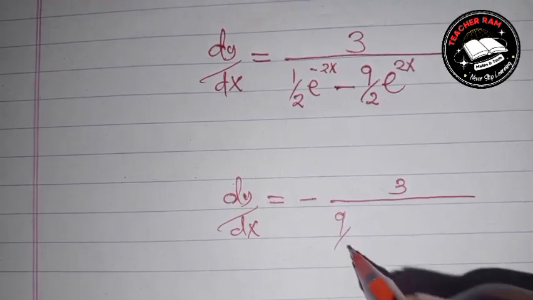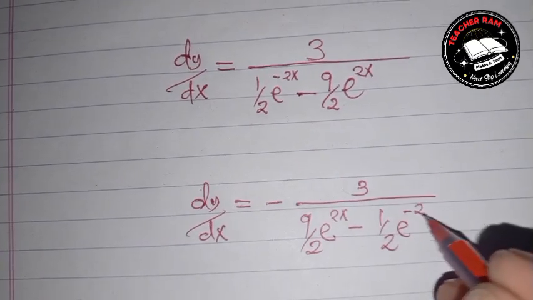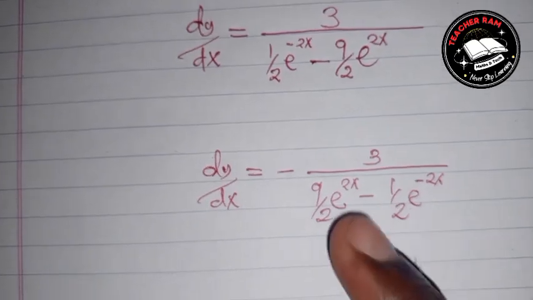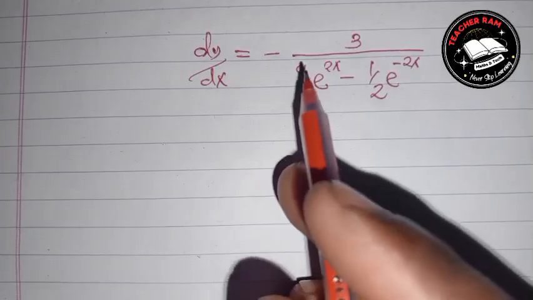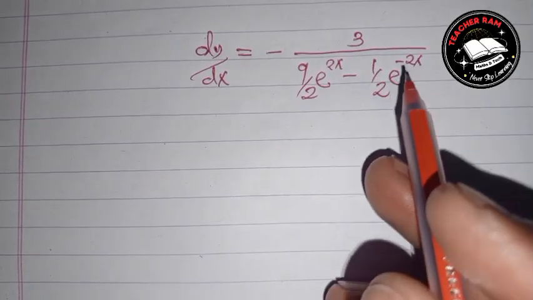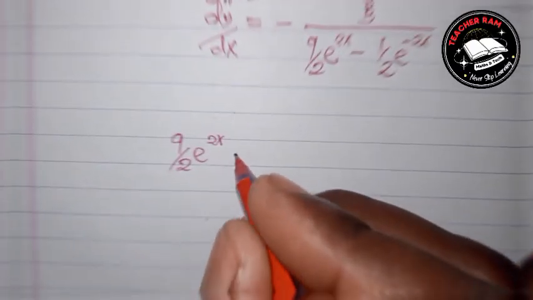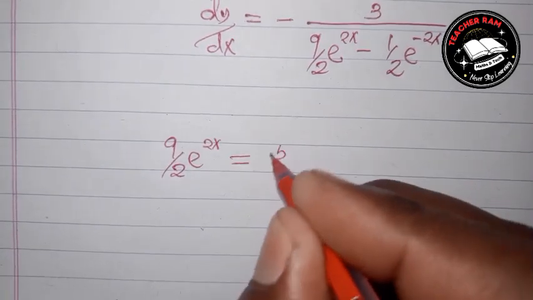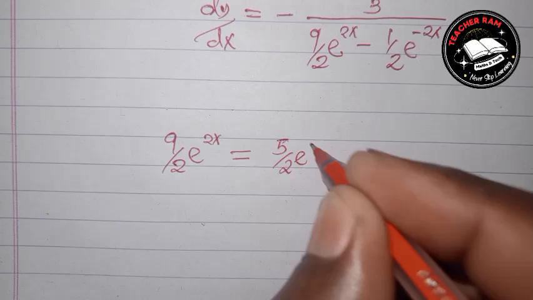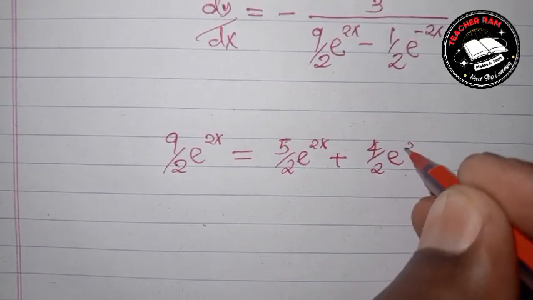So we'll start with 9 over 2 e power 2x, then minus 1 over 2 e power negative 2x. So the result will be like this one, but remember we can break down this 9 over 2 e power 2x and 1 over 2 e power 2x. How? Look at this. 9 over 2 e power 2x is the same as writing 5 over 2 e power 2x plus 4 over 2 e power 2x.